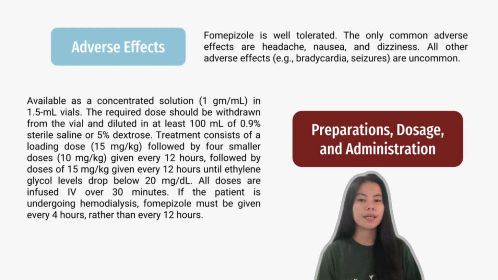Treatment consists of a loading dose such as 15 body surface area followed by 4 smaller doses of 10 body surface area given every 12 hours, then followed by doses of 15 body surface area given every 12 hours until ethylene glycol levels drop below 20 milligram per deciliter. All doses are infused over 30 minutes. If the patient is undergoing hemodialysis, fomepizole must be given every 4 hours rather than every 12 hours.